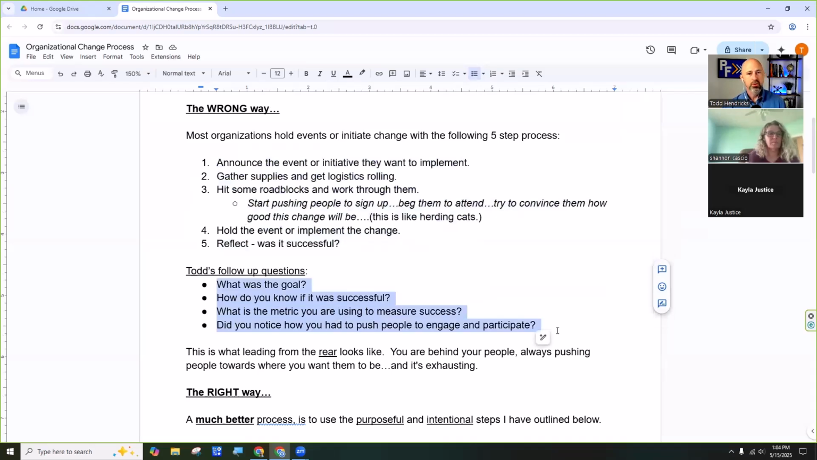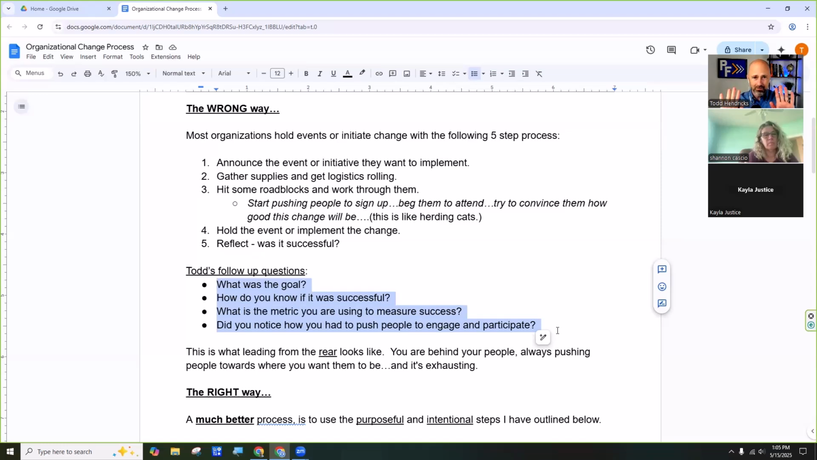This is what I would ask. What was the goal of the change or the event? You have to have a goal. If you're going to do an event or implement change or whatever it is, what was the goal? And then how do you know if it was successful when you're done? And what metric are you using to measure the success? And did you also notice how you had to push people to engage and participate? We call that leading from the rear, because you are behind people and you're pushing them.